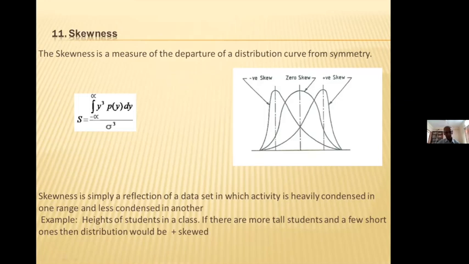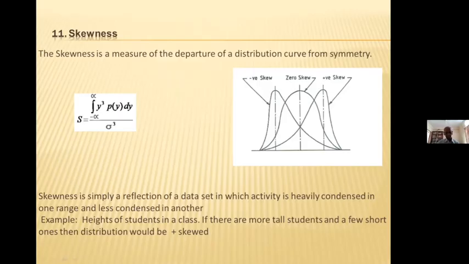Now, what does it mean? In a normal distribution, the activity is condensed at the central zone. But if it is skewed on the right, then the activity will be condensed on some other zone. So if the activity is condensed here on the right zone, then there will be right skew, and if the activity is skewed to the left, there is left skew.